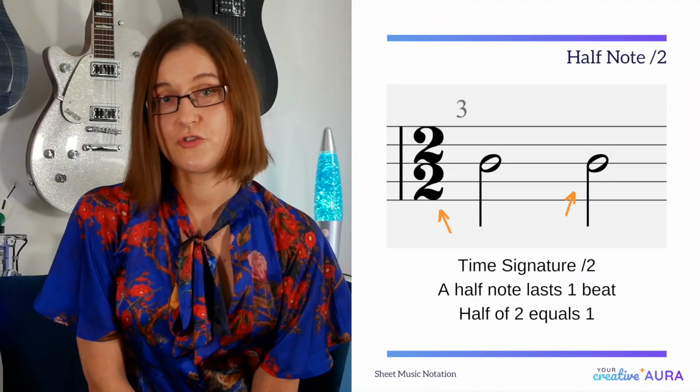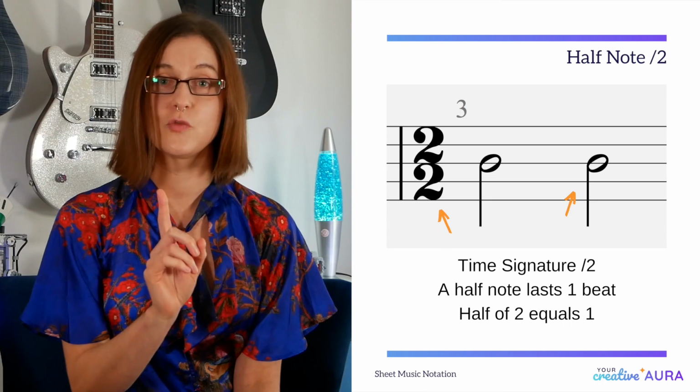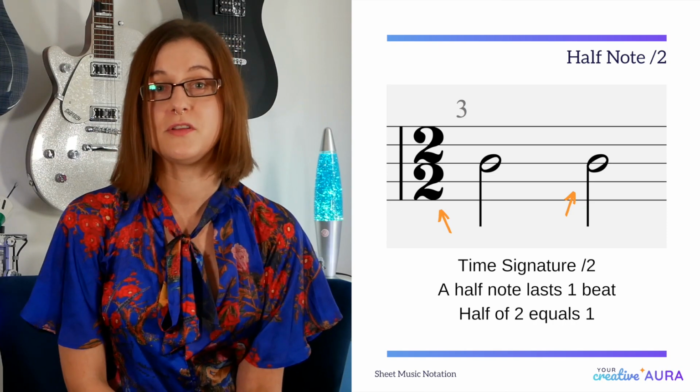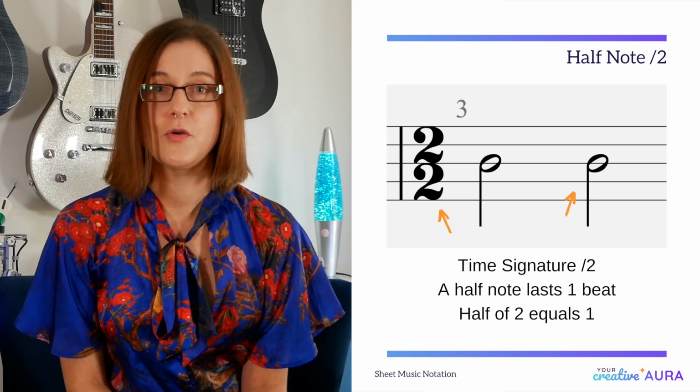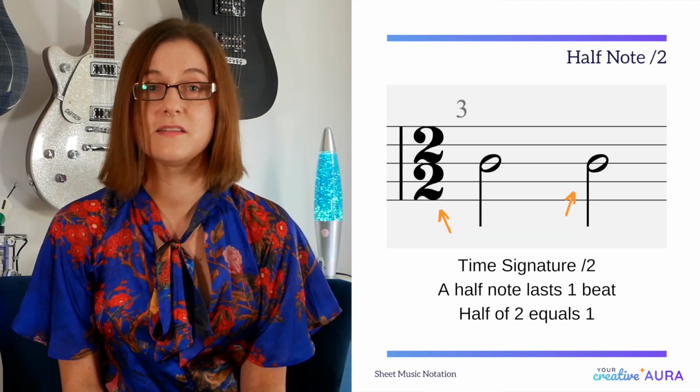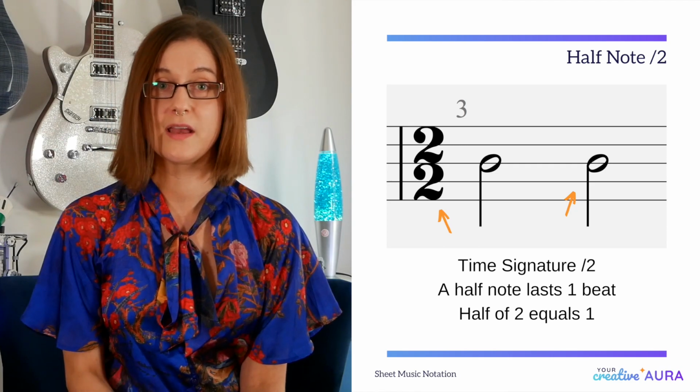In time signature 2/2, a half note will last 1 beat because a half note is equal to 1 of itself. So you'll need 2 half notes to fill the entire bar, as the bar requires 2 beats.